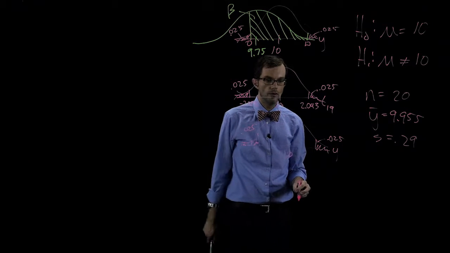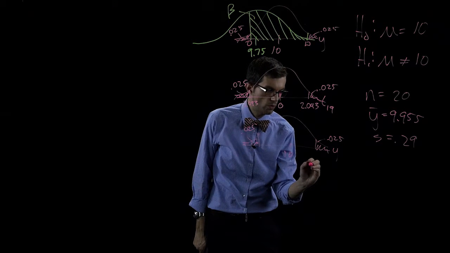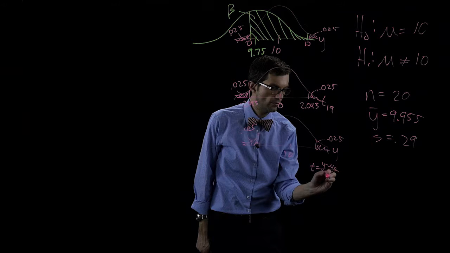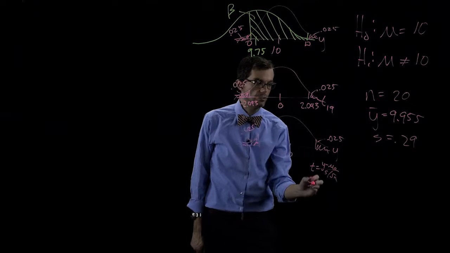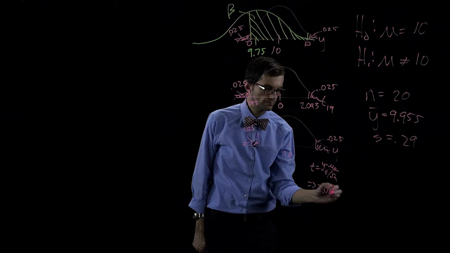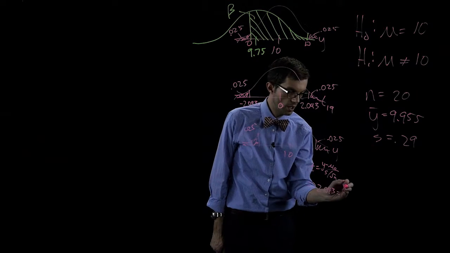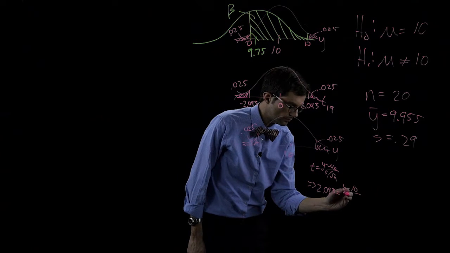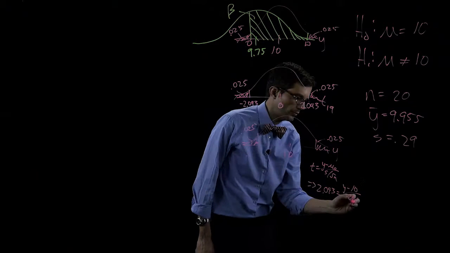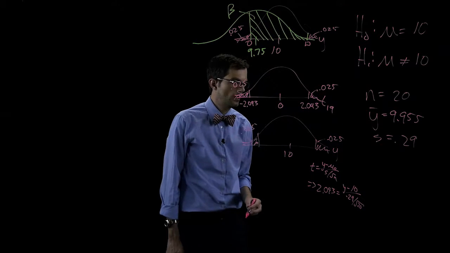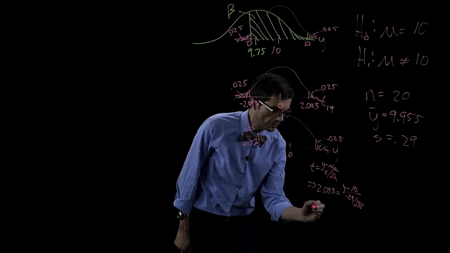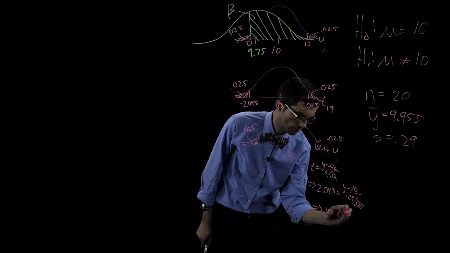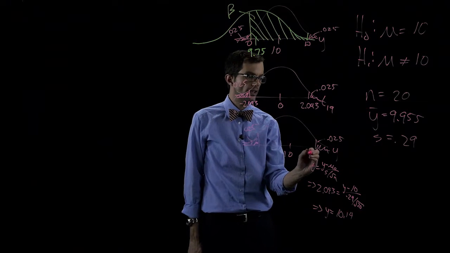Well, this one here, we know this equation. T equals y minus mu naught over s over root n. We know the value t, 2.093. We don't know the value of y. We know the hypothesized mean is 10. We know the standard deviation, 0.29, and we know sample size. So if we multiply this over, add this over, we should get that the value of y here is 10.14. So this value on this axis, 10.14.